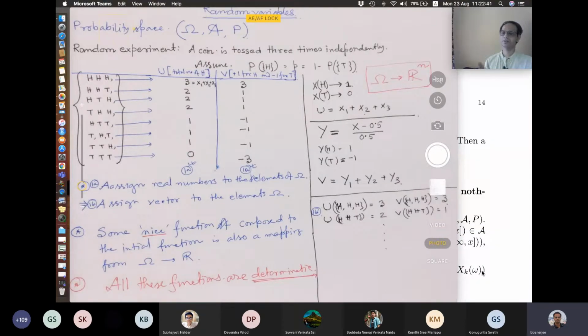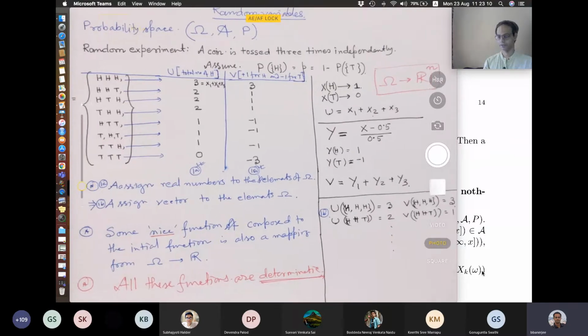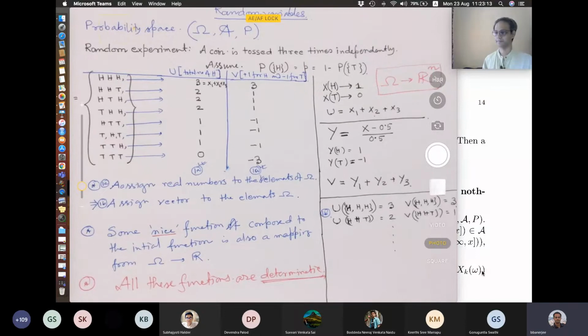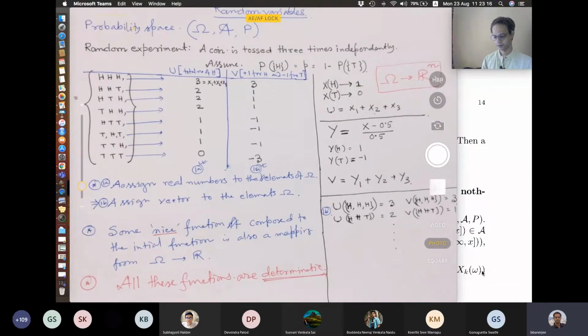Often students, not all, some of them, when asked what a random variable is, answer: a variable which is random. That is a completely wrong definition. It is a deterministic method or function which assigns a real number or a vector to each outcome of a random experiment. Any doubt, any query here, please let me know before we go for the formal definition.